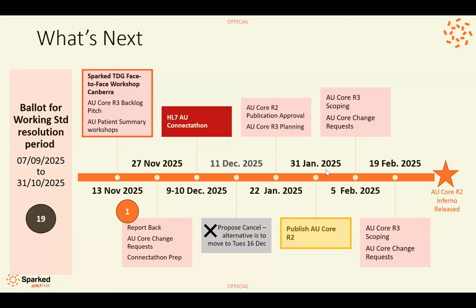And then we'll go into some conversations around scoping from R3. And that will be, of course, heavily informed from the community pitches. And I think we'll also do a number of online workshops with folks around what you want to have progressed in AU Core R3. All right, that's the plan.